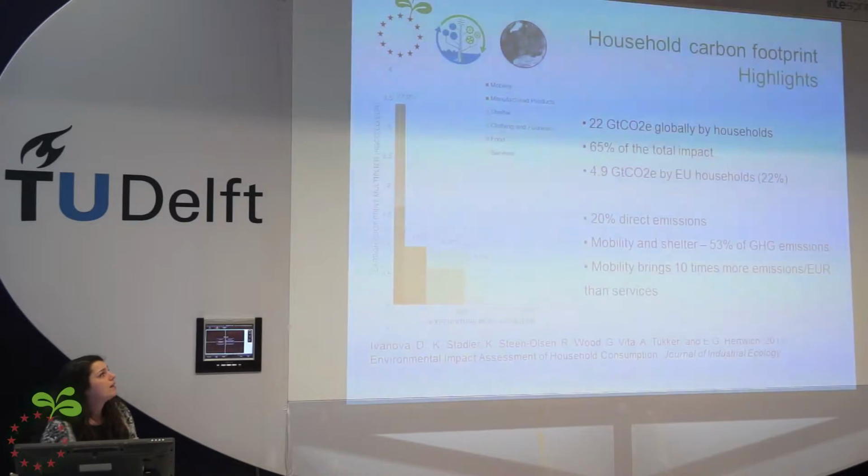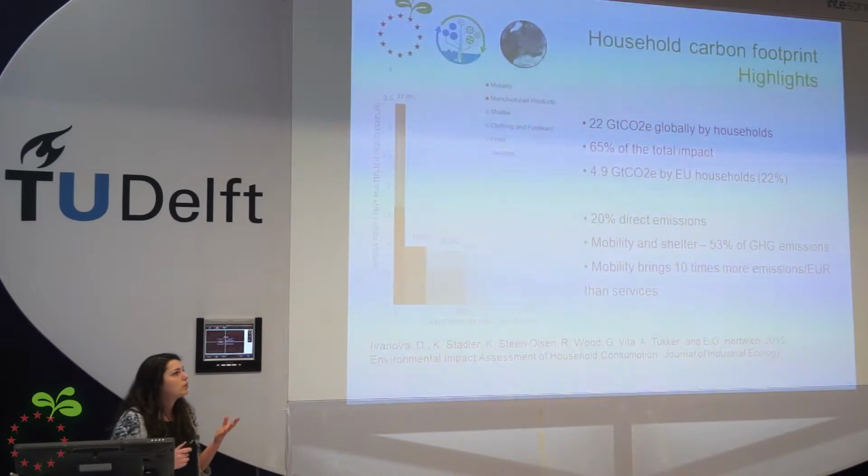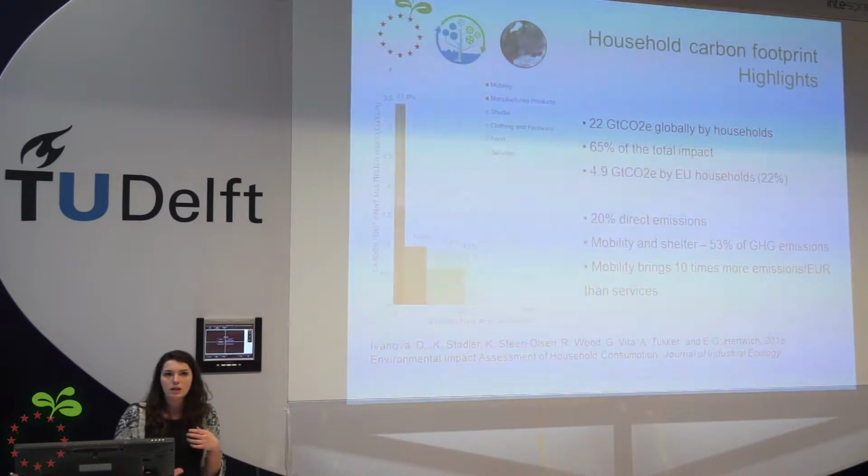Another important highlight is that the direct emissions is what we normally think of as emissions. These are the emissions that we see, the emissions that occur during the use of our products. So that is when you drive your car, for example, that's all the tailpipe emissions, or when you burn fuel to heat your house, for example.